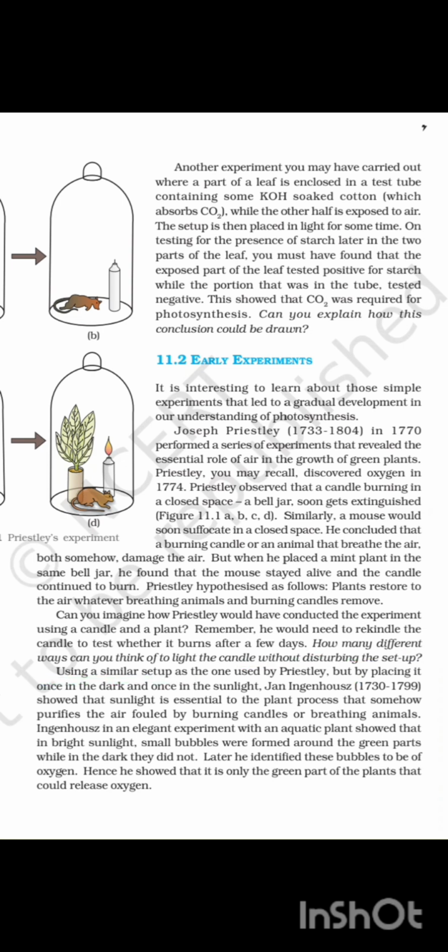Using a similar setup as the one used by Priestley, but placing it once in the dark and once in the sunlight, Jan Ingenhousz (1730 to 1799) showed that sunlight is essential to the plant process that somehow purifies the air fouled by burning candles or breathing animals. Ingenhousz, in an elegant experiment with an aquatic plant, showed that in bright sunlight, small bubbles were formed around the green parts, while in the dark they did not. Later he identified these bubbles to be of oxygen. Hence he showed that it is only the green part of the plant that could release oxygen.